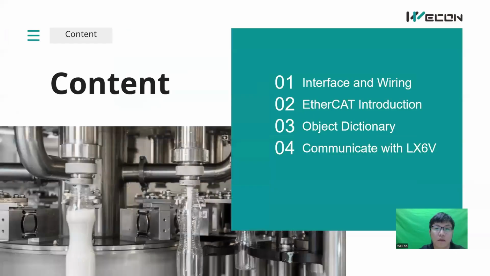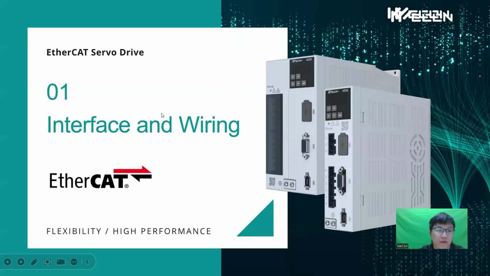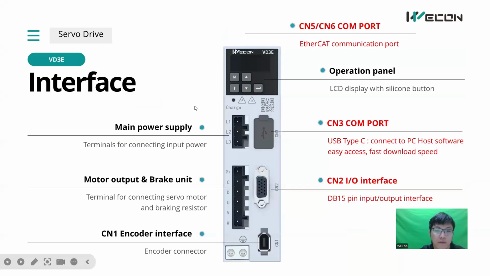And this is today's content: interface and the product protocol introduction, object dictionary, and how to connect our VD3 to our 6V. Okay, so first part, let's check the interface and the value.